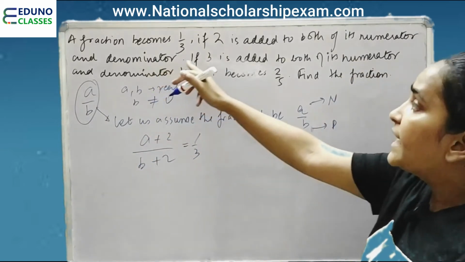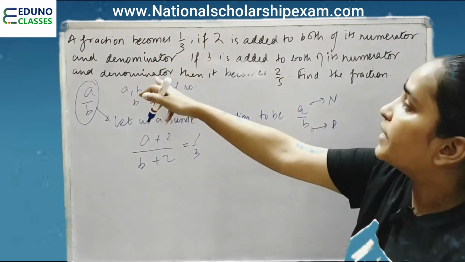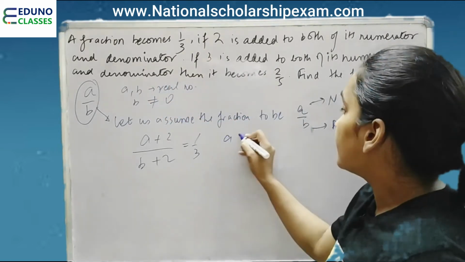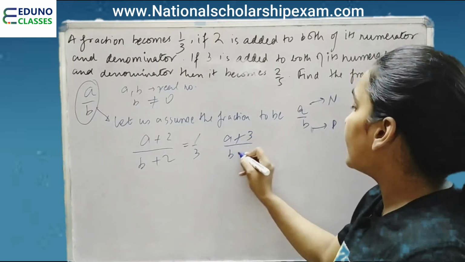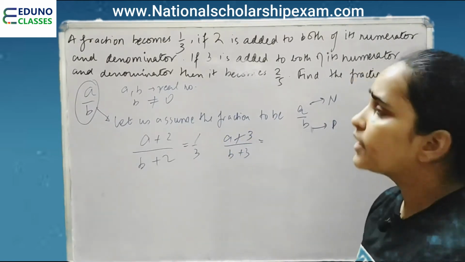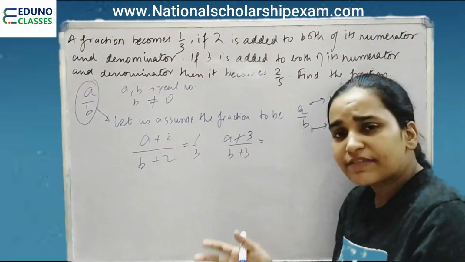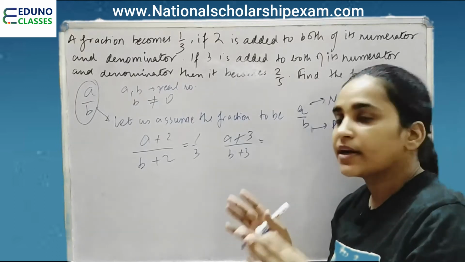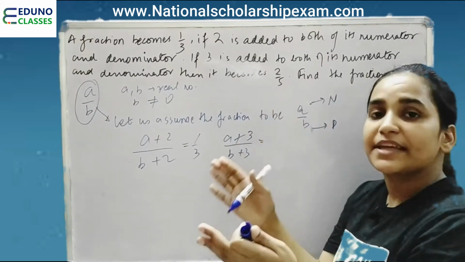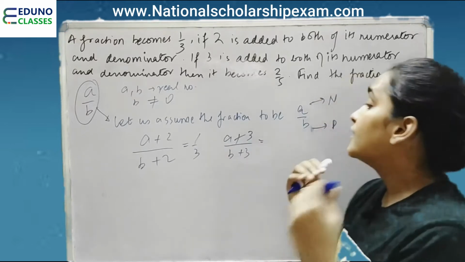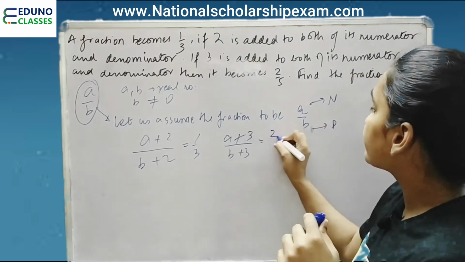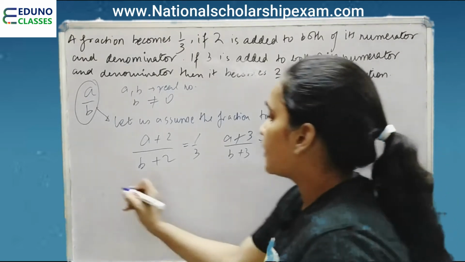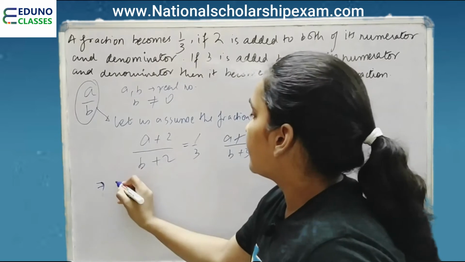Then it goes on to say if 3 is added to both numerator and denominator, then the fraction becomes 2 by 5. So now I am adding 3 to both the numerator and denominator. Why am I adding to both? Because the question says so. If it had said I am adding 3 only to the numerator or doing something else to the denominator, then I would have done that. But the question itself says that 3 is added to both, and the fraction becomes 2 by 5. Now we have to simplify this.